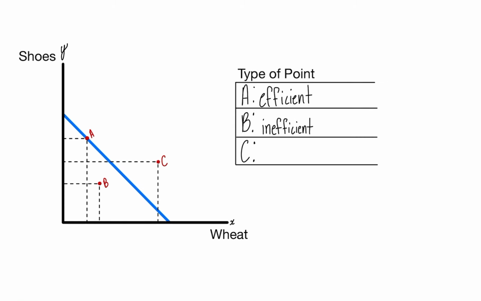Now, if we move on to point C, it is located outside of the PPF curve. If you were looking at one single country, this is impossible, or what we would call an unobtainable point. Later on in the slides, we will look at trade between countries and optimization, which means one country produces one item and another country produces another, and they trade to get a point outside their own PPF curve.